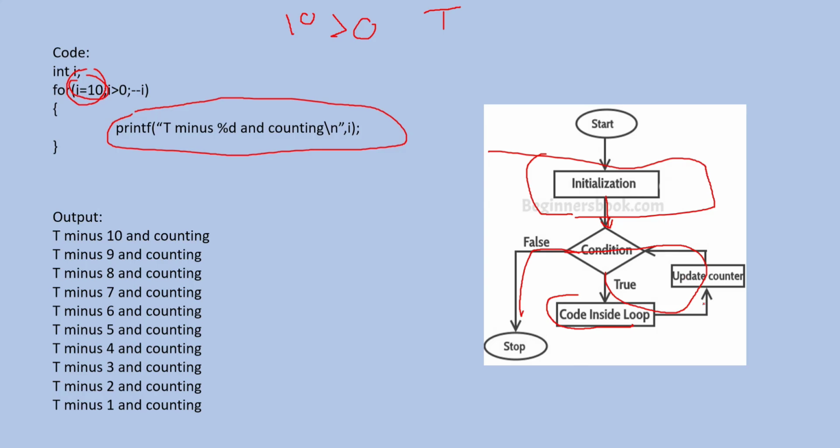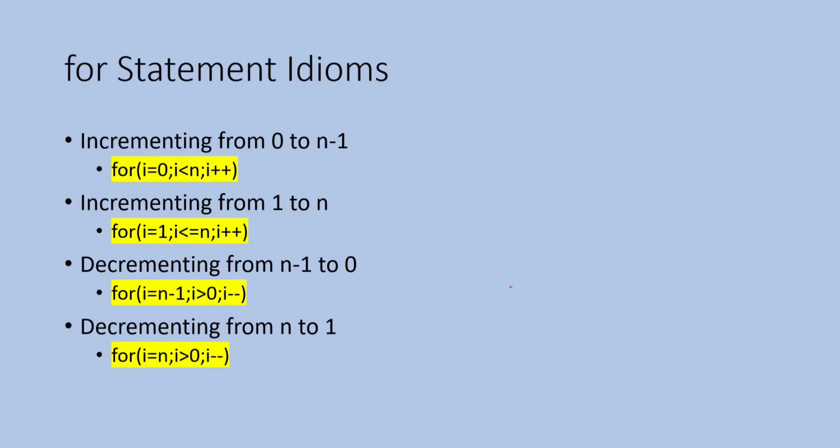And now, after the code inside the loop is run, now we're going to update the value of I by subtracting 1. And once the condition is false, when it's 0 and 0, once it's false, it stops. So here's just a couple examples of incrementing from 0 to n minus 1, 1 to n, and n minus 1 to 0. Fairly simple idioms.